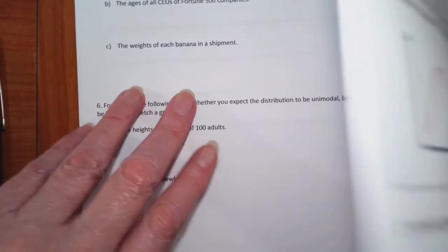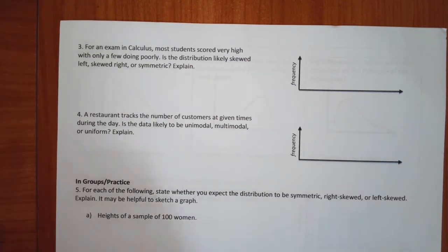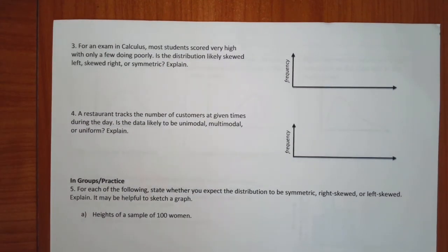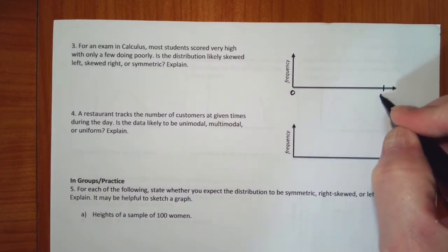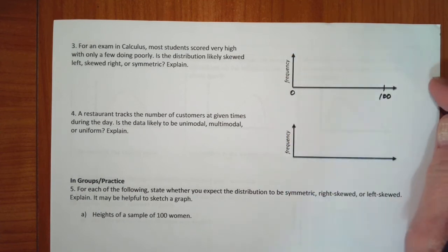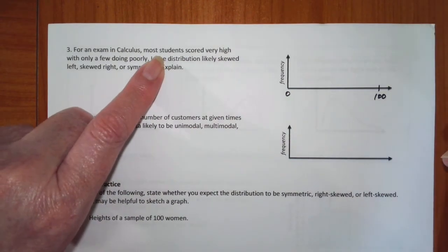Okay, so let's see if we can do some of these. Now, it's really hard for me when I am trying to decide modality and symmetry. I need to look at a graph. Okay, so let's see what it says here. For an exam on calculus, most students scored very high with only a few doing very poorly. So is this distribution likely skewed left, skewed right, or symmetric? All right, well, let's see. What are the grades on a calculus test going to be? They're going to go from 0 to 100. And then the frequency is going to tell us how many students earn that. So it says most of them scored very high.